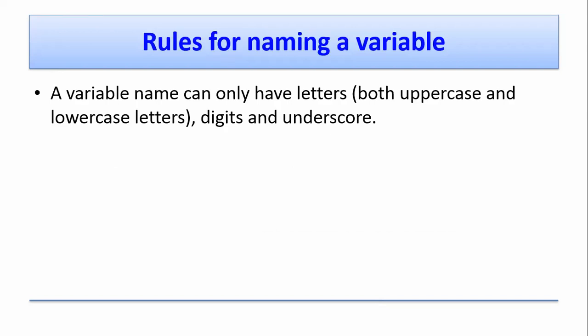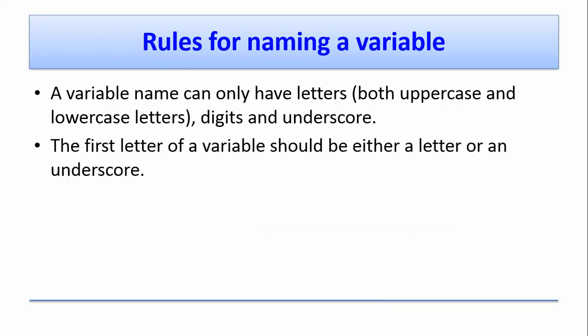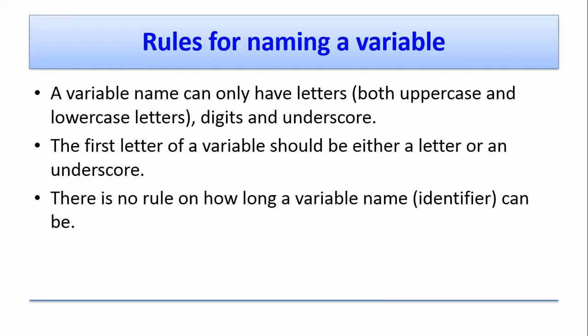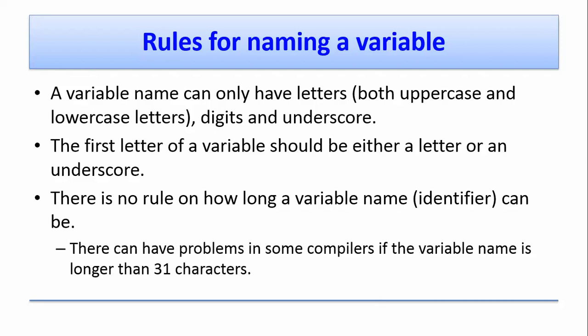A variable name can only have letters, digits and underscore. But the first letter of the variable should be either a letter or an underscore. You can't start the variable name using digits. After that, you can use numbers as well. There is no rule on how long a variable name can be, so there can be any number of characters, but usually we use up to 31 characters.